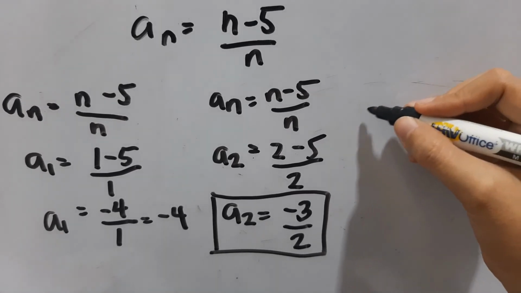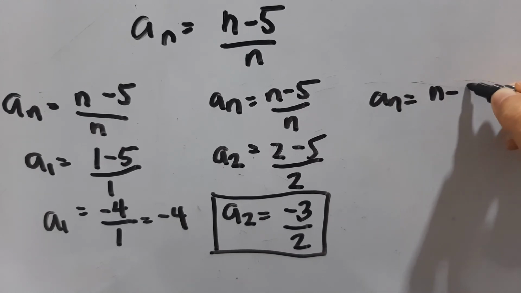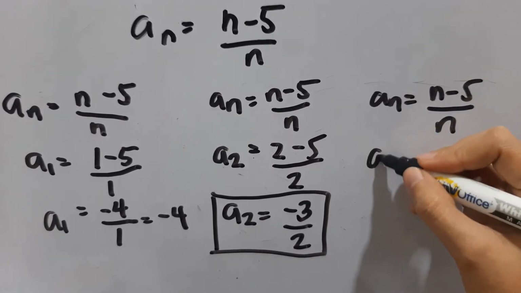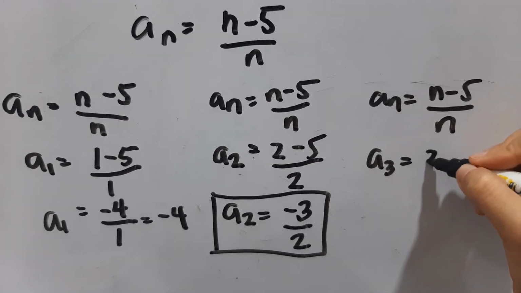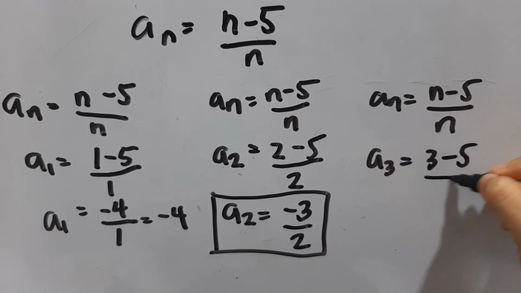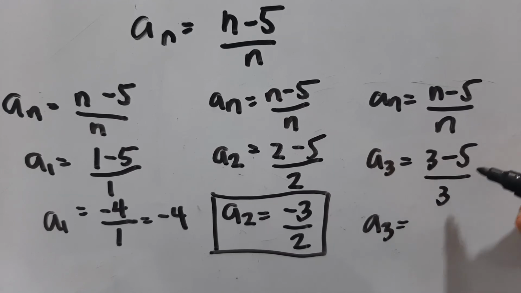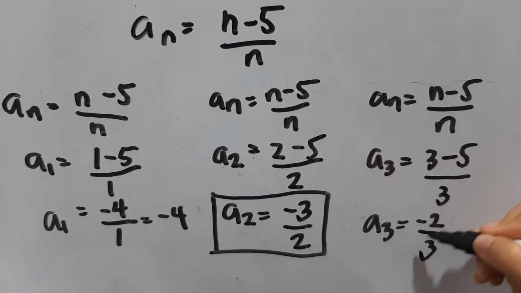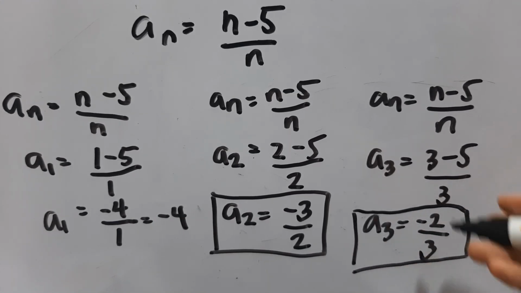Next, let's proceed to the third term. A sub n equals n minus 5 over n. So, let's solve for the third term. Just substitute the value of n. So, 3 minus 5 over 3. The third term will be 3 minus 5 is negative 2 over 3. Since this is already in its lowest term, the answer is negative 2 over 3.